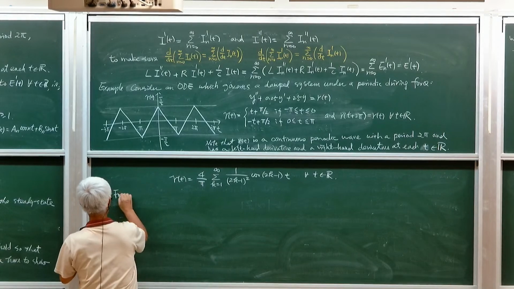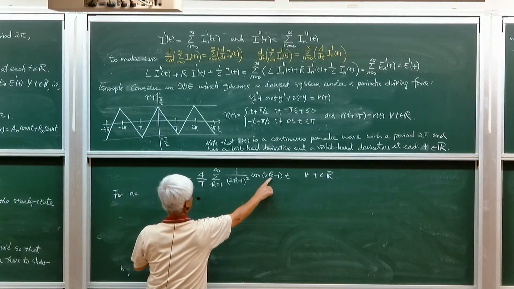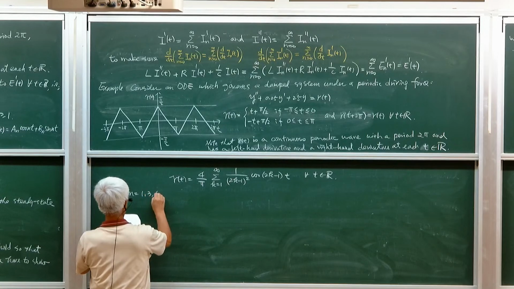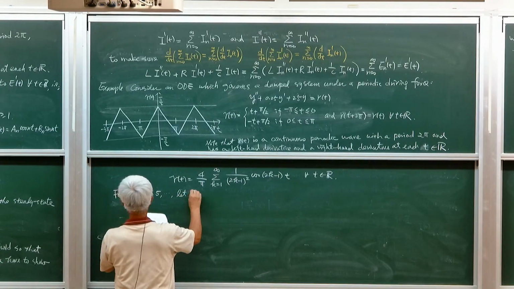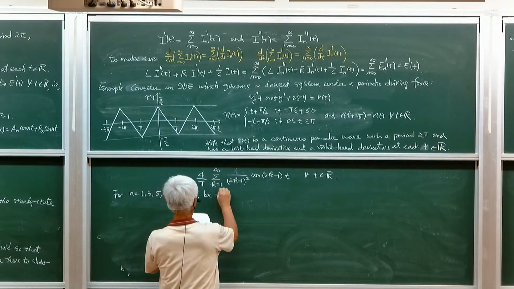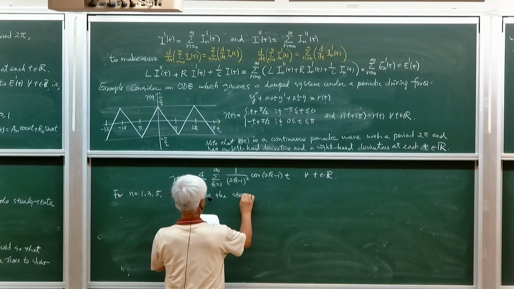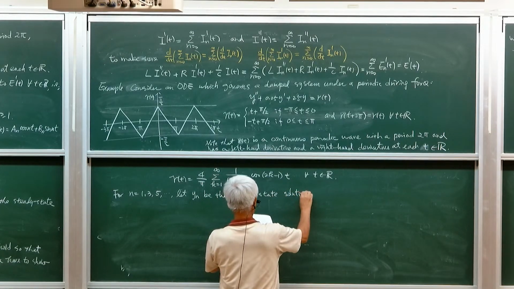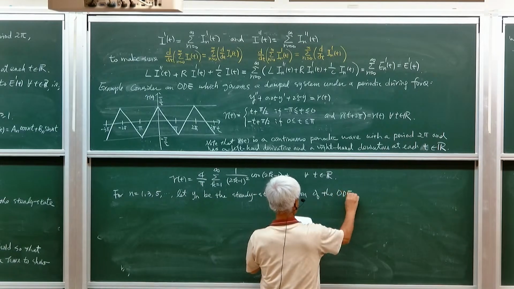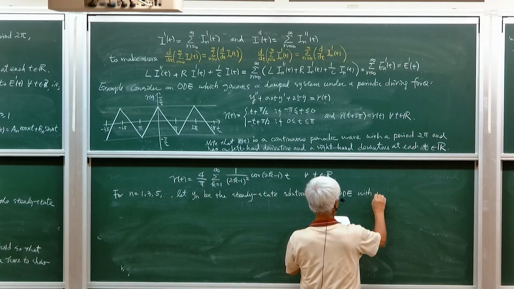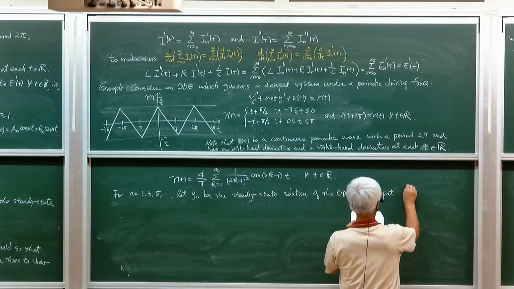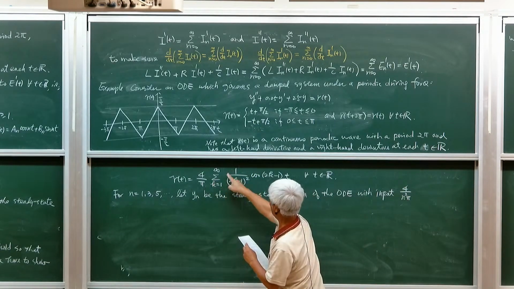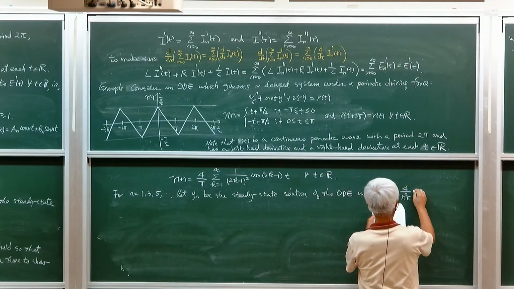Okay, so this result is from our representation theorem. Now for n odd, because the frequencies are odd, we let yn be the steady state solution of the ODE with the input 4 divided by n squared pi, cosine nt.